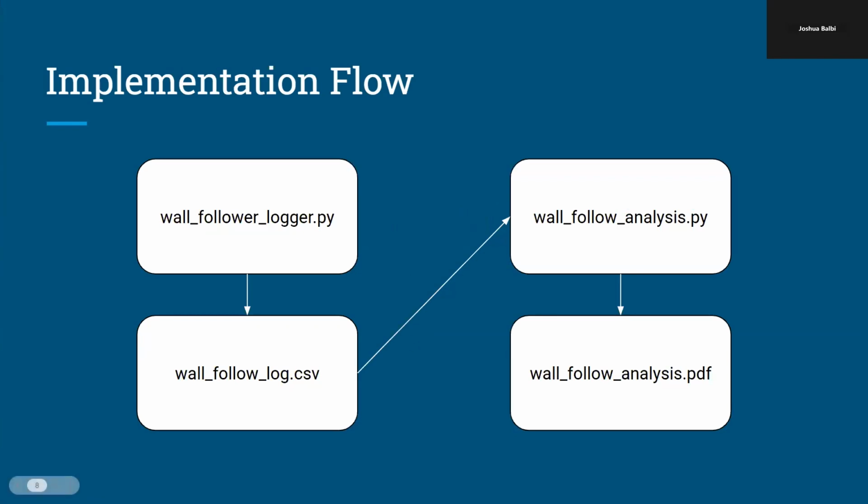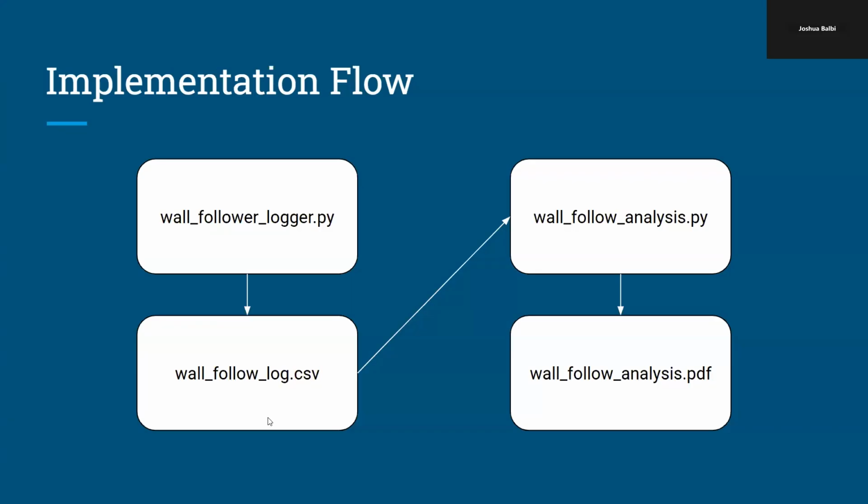The diagram shows the overall flow of our implementation. The process begins with the wallfollower, which is a ROS2 node that runs in real time on the robot. While the robot follows a wall, the node does two things. It executes the control loop that drives the robot, and it logs important data such as LiDAR readings, computed errors, and the velocities we publish. These logs are all stored in the wallfollow log.csv, which becomes our data set for the evaluation.